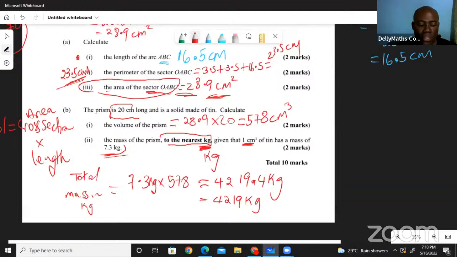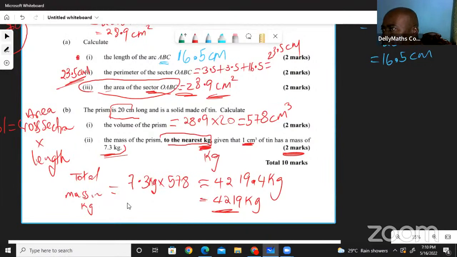When they say to the nearest kilogram, they're actually saying to the nearest whole number. That's what it really means. So we would have rounded down, because 4,219.4 will be rounded down. The calculations are spot on: 4,219.4, but when it's rounded down, it's going to be 4,219. For this question, if you don't give the answer as this, you will lose 1 mark out of the 2, because you have to respond to the fact that they want it to the nearest kilogram. So very importantly, that was needed.